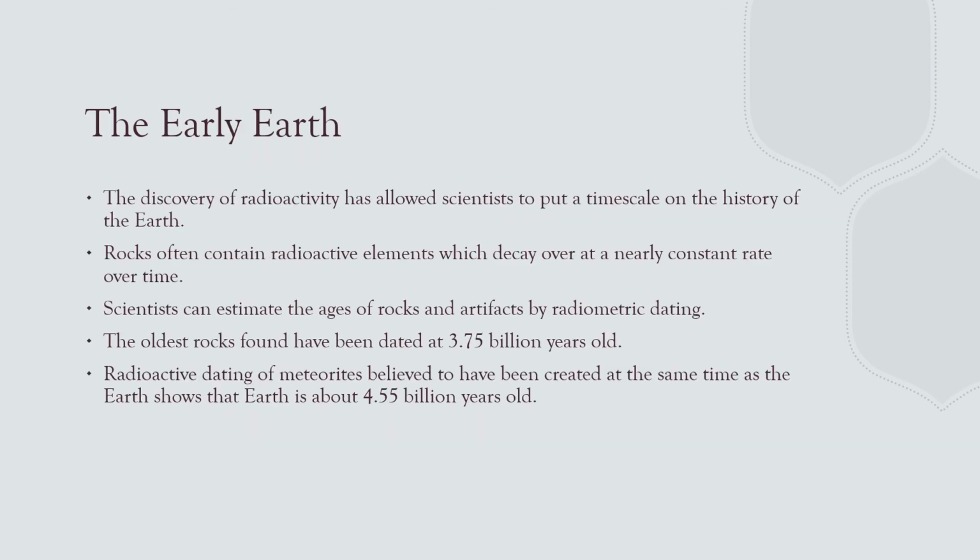Now, early Earth would have been molten, it would have had to cool. Rocks started to form, solid rocks, about 3.75 billion years ago. That's the oldest rocks we found. Asteroids, meteorites, materials gathered from other places show the Earth and the solar system itself to be almost 4.6 billion years old.